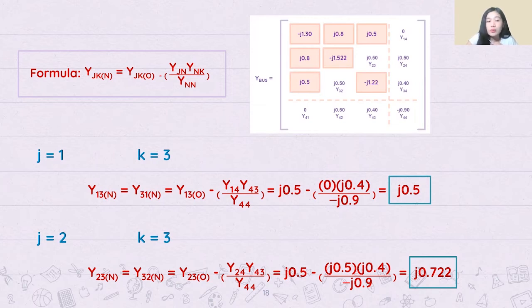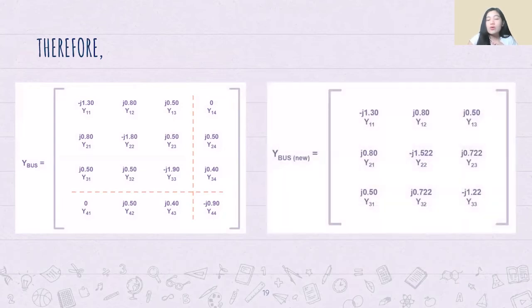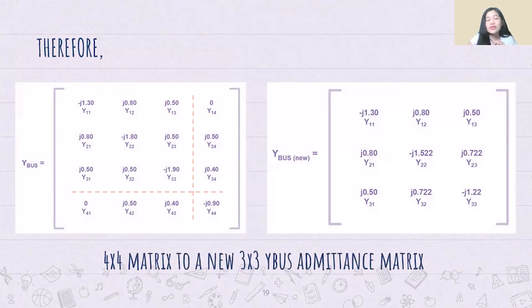And of course, our Y sub 2,3 and 3,2 is equivalent to j 0.722. So as you can see, we have formed our 3x3 matrix. Therefore, our previous 4x4, eliminating row and column 4, is now reduced to a 3x3 matrix. This is our new 3x3 Y-bus admittance matrix.